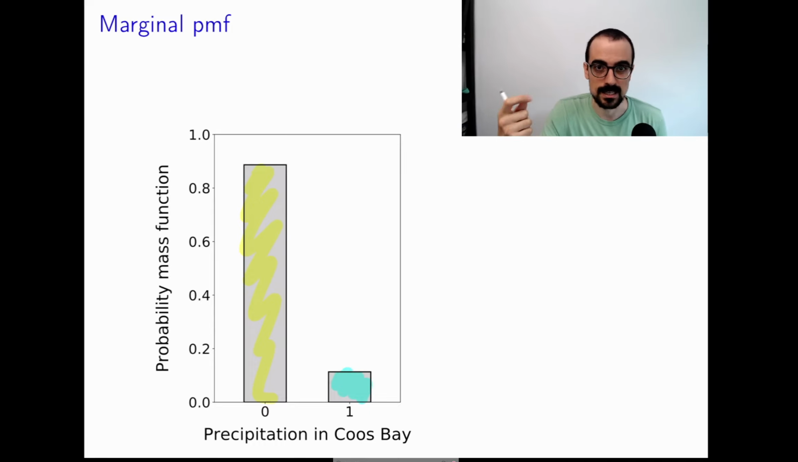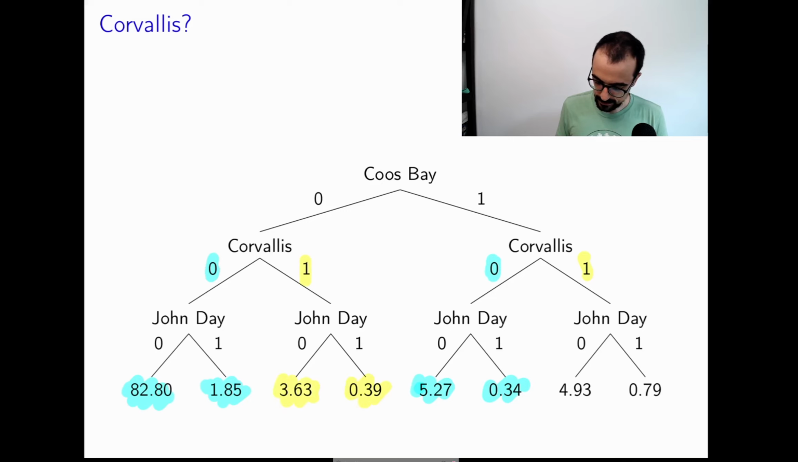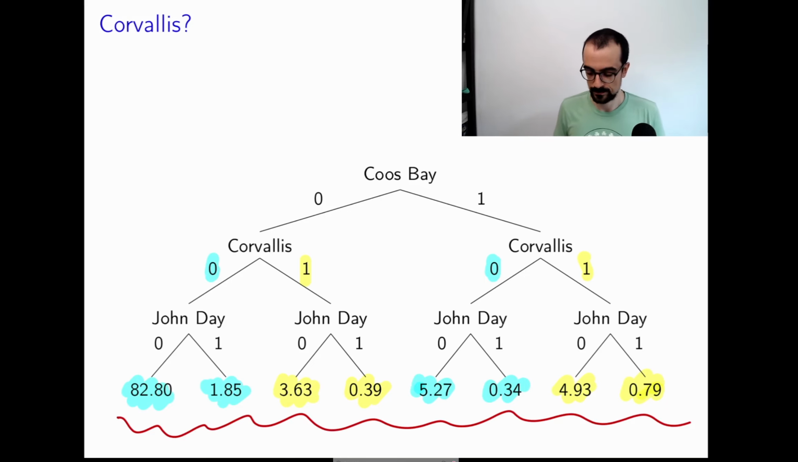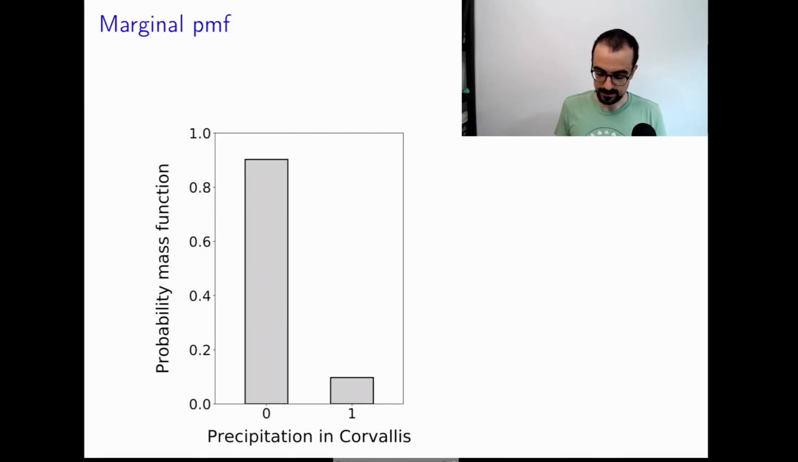Okay, so what if we're interested in Corvallis? Again, think about it by yourself. Essentially, you're going to see when it is not raining in Corvallis, here, here, here, and here, so add it up. When is it raining in Corvallis? Here, here, here, here, add it up. And it's very easy to see that you're going to get a marginal PMF that adds up to 1, because you know that all of these anyway add up to 1.